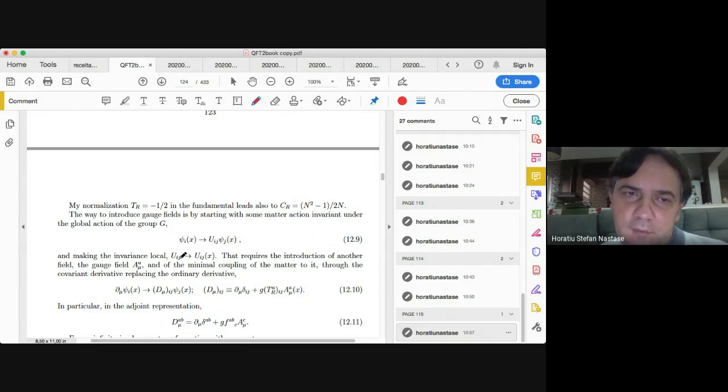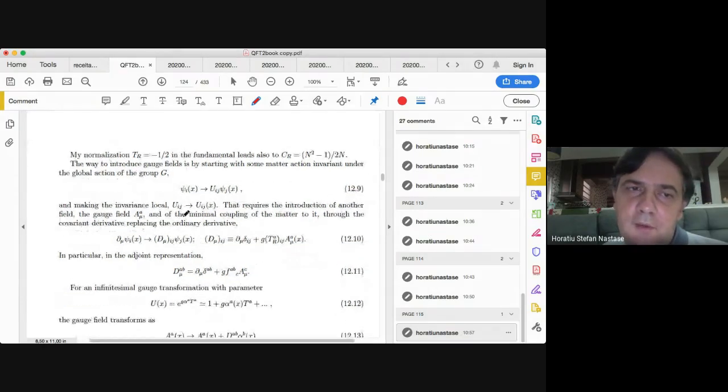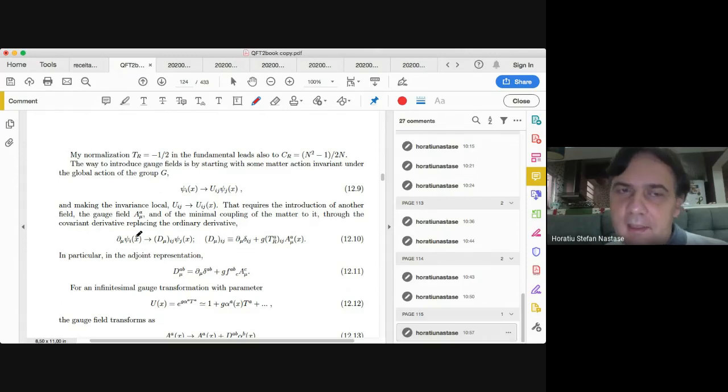And then we want to make the invariance, the global symmetry, local. That is, we want to have invariance under U_ij(x) instead of U_ij just a number. So in order to do that, we have to introduce the gauge field A_mu^A with a minimal coupling of the matter to it. That is to say, we replace the normal derivative on the field, which appears in the kinetic term for the field, with the covariant derivative written as the normal derivative plus this gauge field.